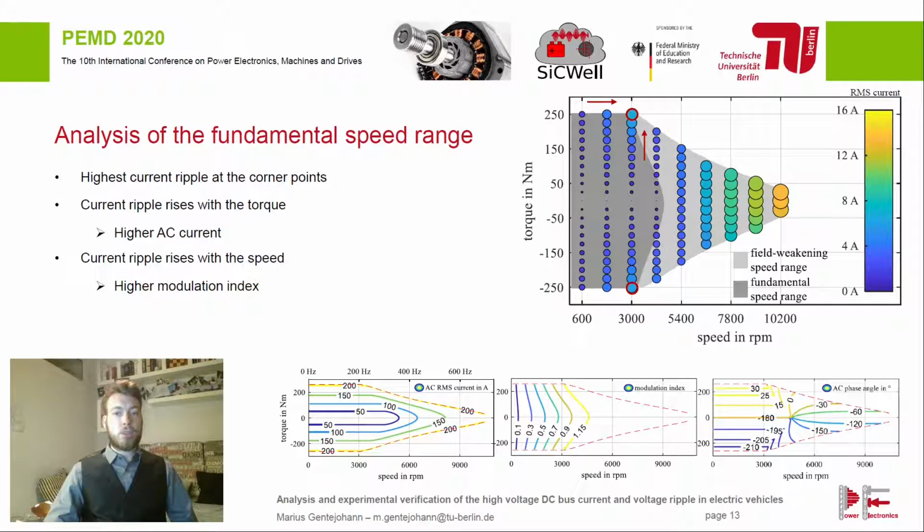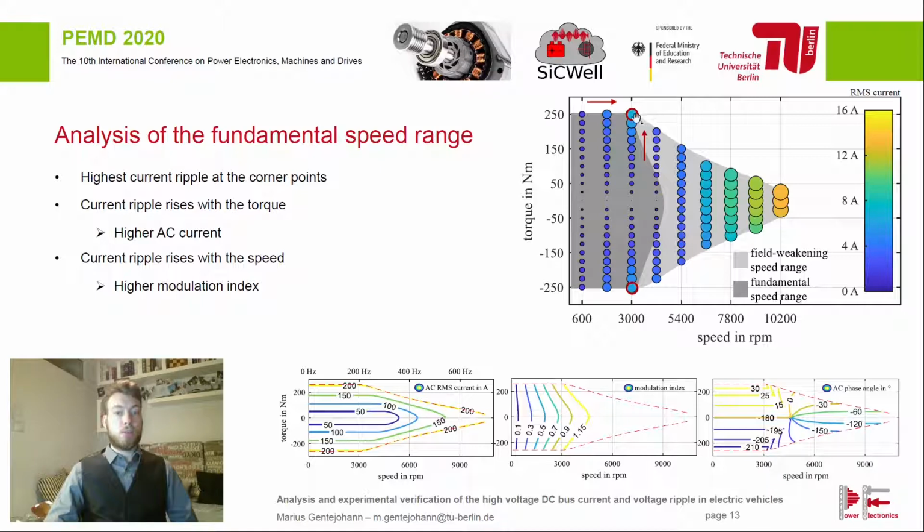Let's have a closer look at the fundamental speed range, marked in dark gray. The highest current ripple is observed in the corner point at ±250 Nm and 3000 rounds per minute. We see the operation point of the machine has a high impact on the DC bus current ripple.